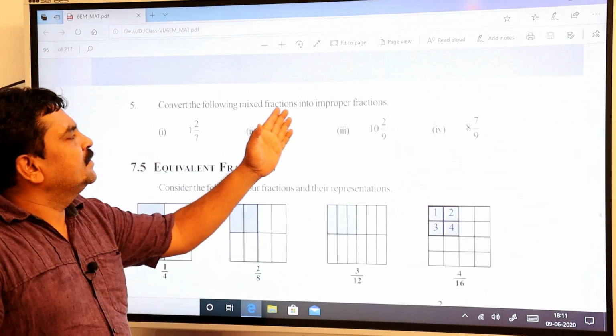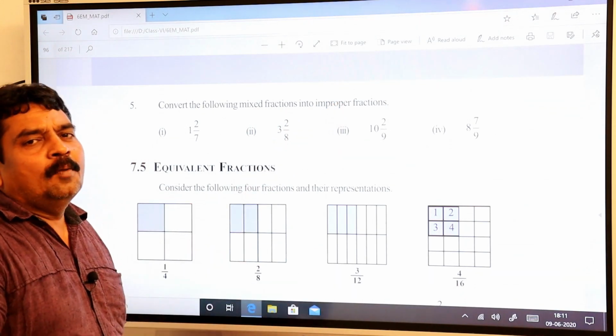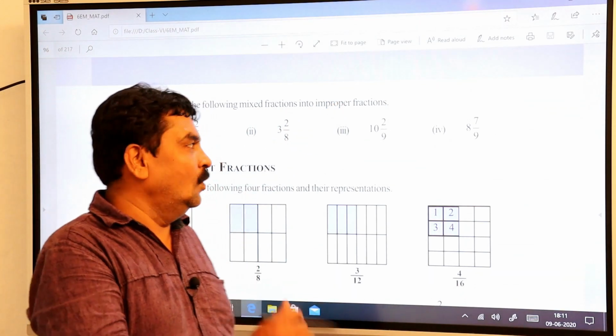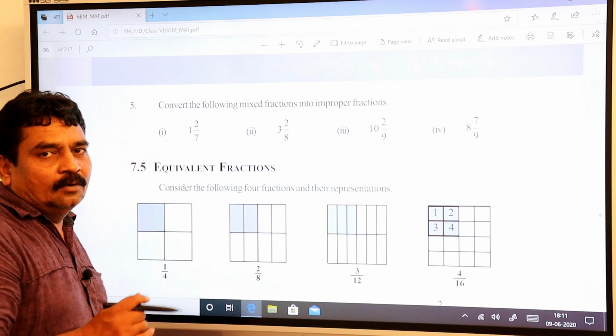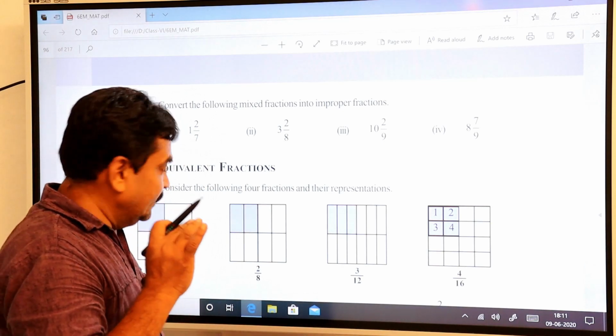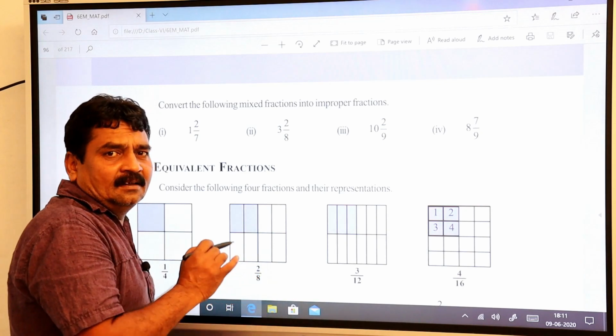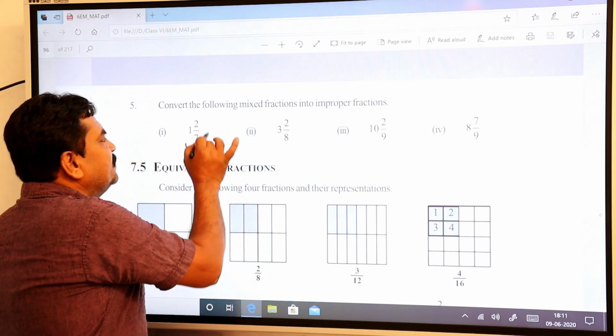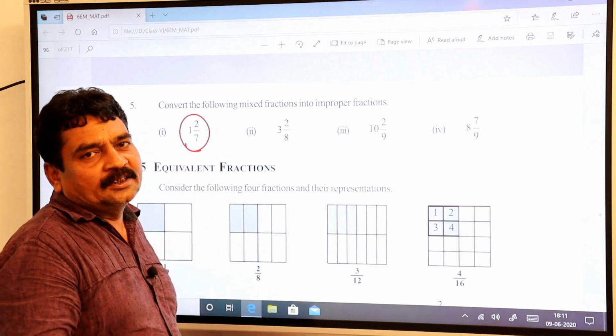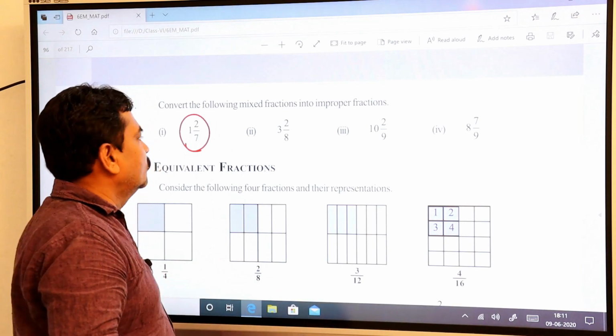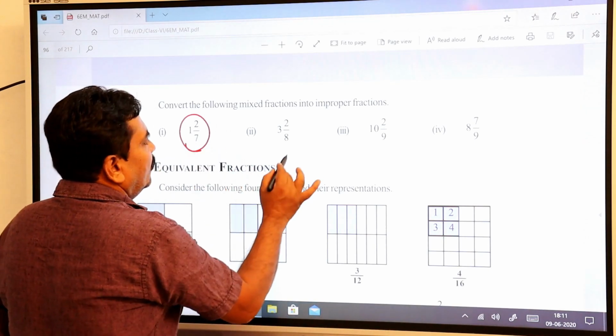Convert the following mixed fractions into improper fractions. Now this is something you have to listen to. You have to convert this mixed fraction into an improper fraction. Simple, I'll tell you. I'll just do it here.